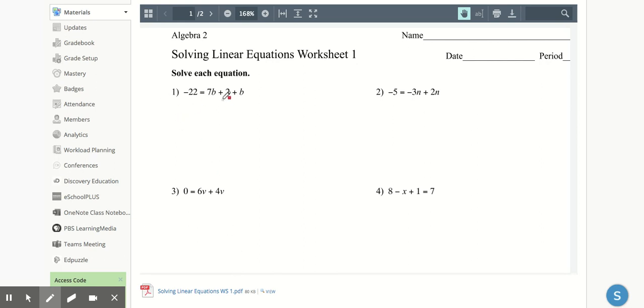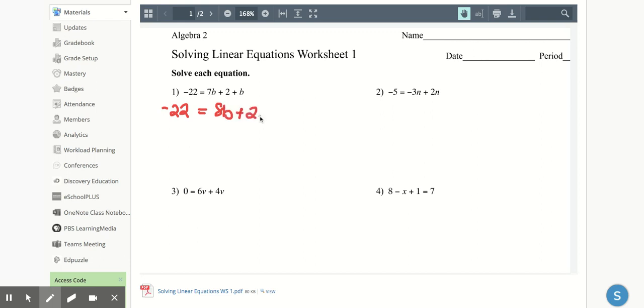So question 1 here, you can see that you have multiple terms, and when I say term, I mean kind of each chunk of the equation. So the negative 22 is a term, the 7b is a term, the 2 is a term, and the b is a term. So you want to start by combining like terms within each side of the equation if you can. So here on the right-hand side, the 7b and the 1b can be combined to give us 8b. So that equation will look like then a negative 22 equals 8b plus 2.